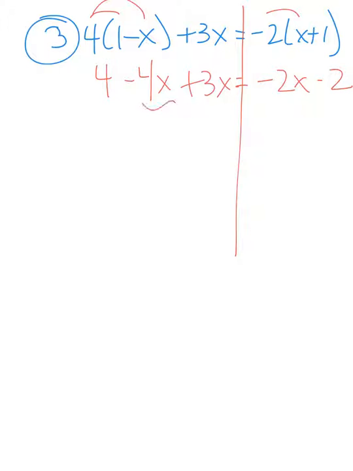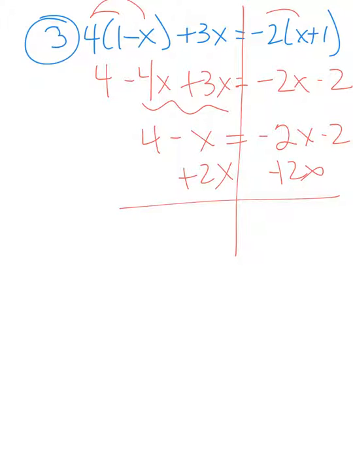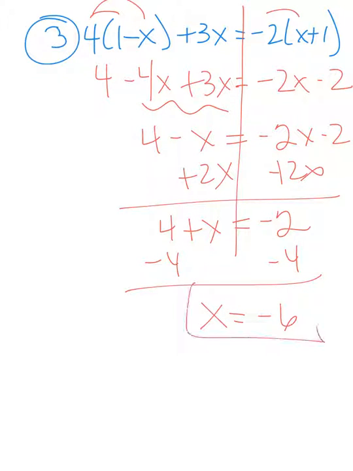On my left-hand side, I need to combine my like terms first. So that gives me 4 minus x is equal to negative 2x minus 2. I'm going to add my 2x to both sides, so I have a positive coefficient. If not, it's okay. It'll still work. So I have 4 plus x is equal to negative 2. Subtract the 4 from either side, and I have x is equal to negative 6.